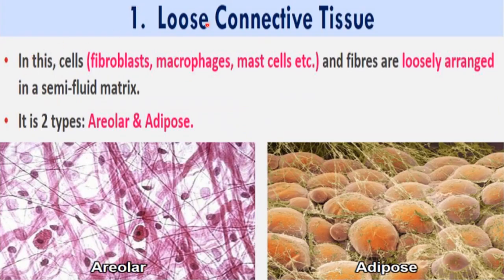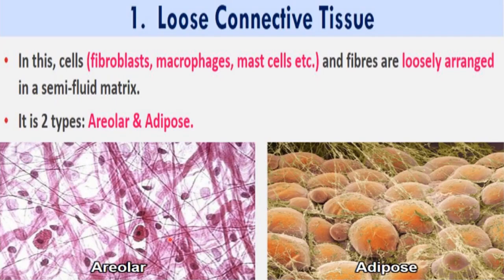So in loose connective tissue, cells like fibroblasts, macrophages, mast cells, etc. and fibers are loosely arranged in a semi-fluid matrix, as the name suggests, loose connective tissue. So all the cells which are present in this tissue are loosely arranged. Where are these loosely arranged? In a semi-fluid matrix. So a matrix is present like this.